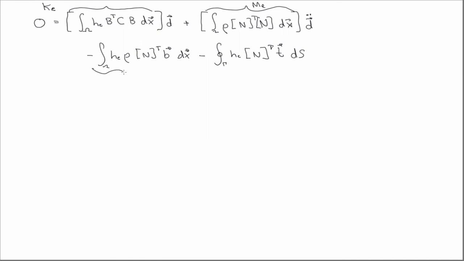And then using the notation that we previously used, we'd have F and Q. And so written down, we have K^e D plus M D double dot minus F minus Q.